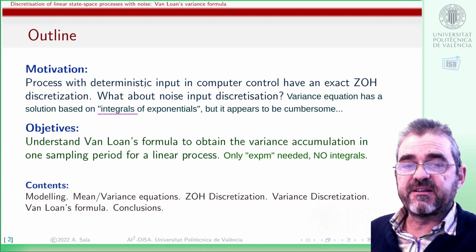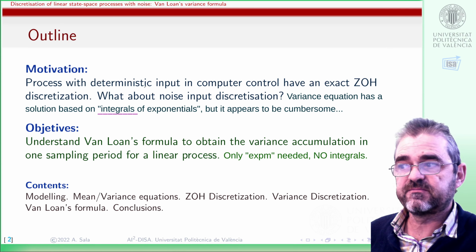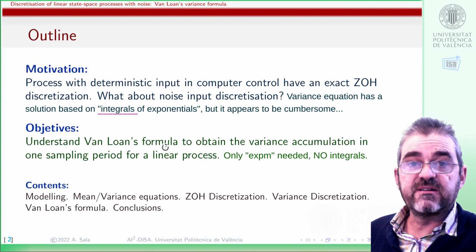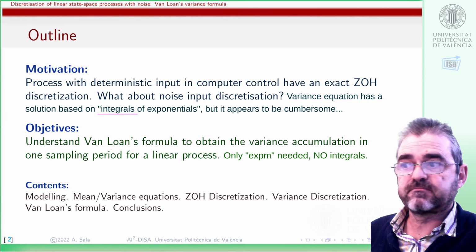The evolution of the variance is governed by a variance equation, and it has a solution with integrals of exponentials. And in this video, we'll discuss what's called Van Loan's formula to obtain the accumulation of variance in one sampling period without the need to carry out integrals. We'll only need matrix exponentials.